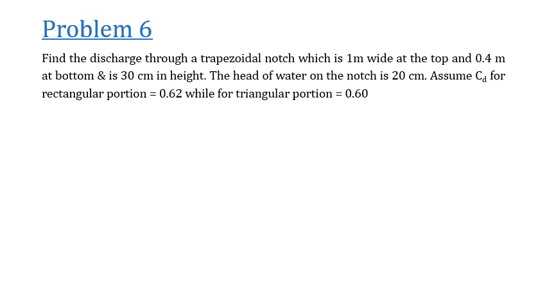So let's see the next numerical. Find the discharge through a trapezoidal notch, which is 1 meter wide at the top and 0.4 meter at the bottom, and is 30 centimeter in height. The head of water on the notch is 20 centimeter. Assume Cd for rectangular portion 0.62 while for triangular portion 0.6.